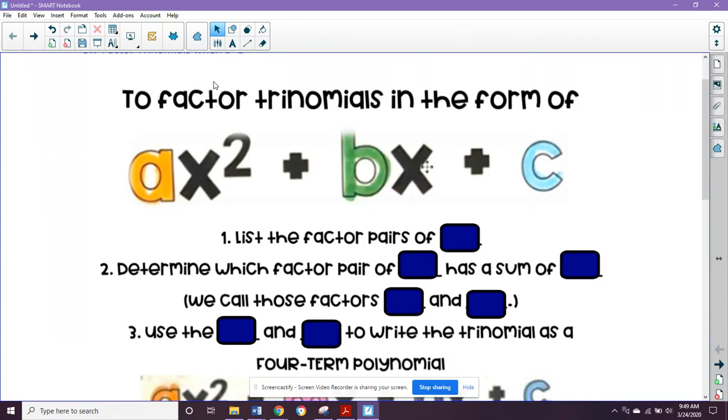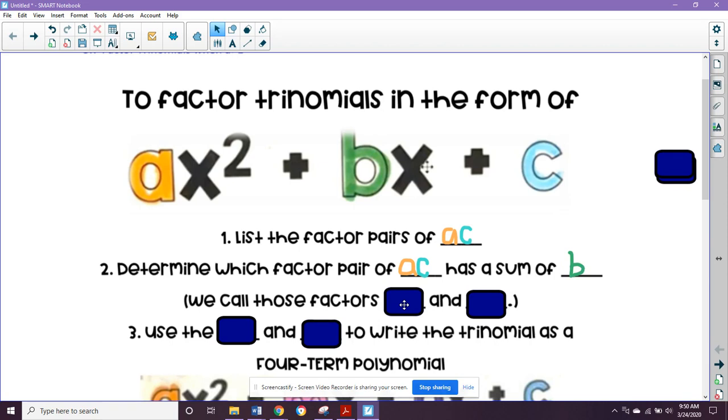We'll be learning how to factor trinomials when a is not 1. So in the previous lesson we learned how to factor trinomials when it was just x squared plus bx plus c. Now we're going to have a coefficient out in front of x squared. So we need to list the factor pairs of the product of a times c. So we're going to multiply a times c and find the factors of that product. We're going to determine which factors of a times c add up to b, just like before.